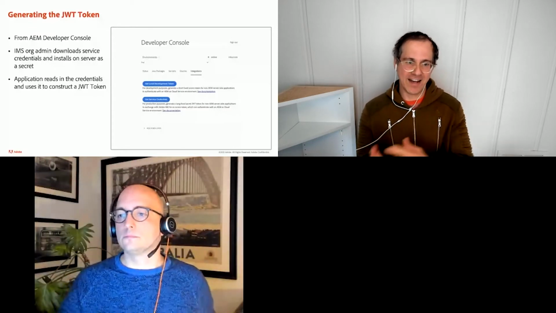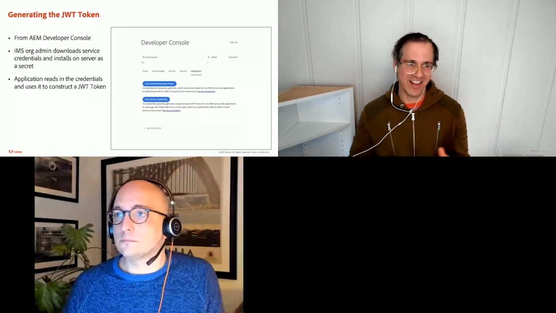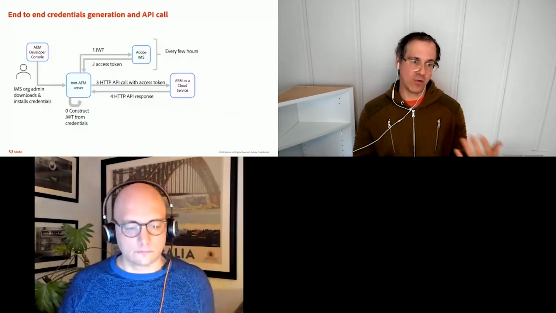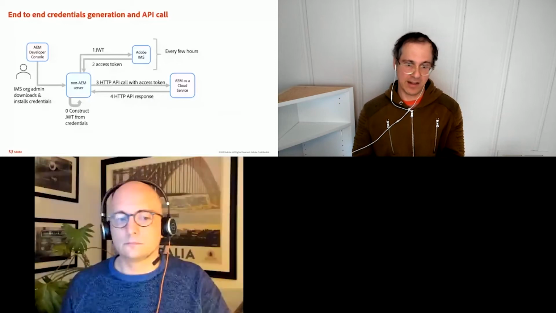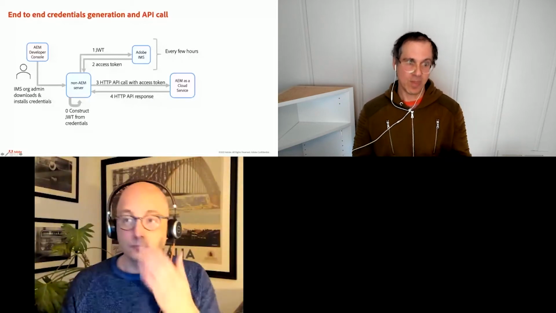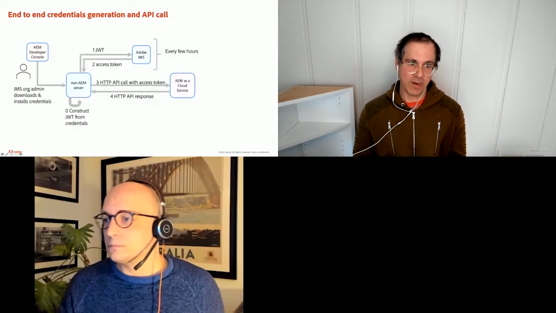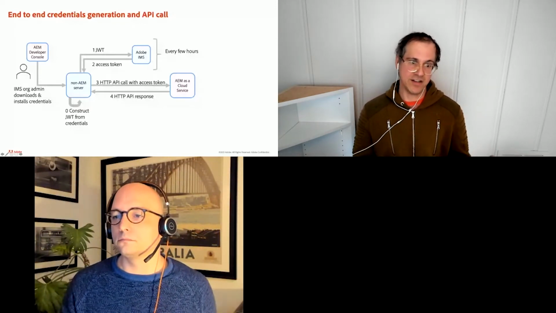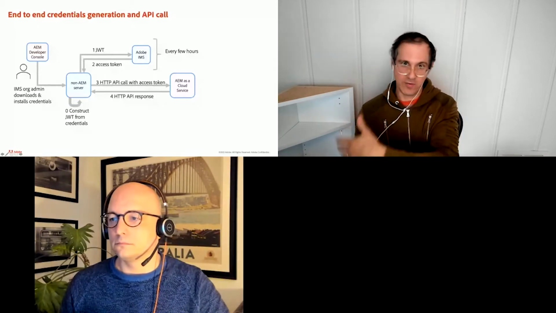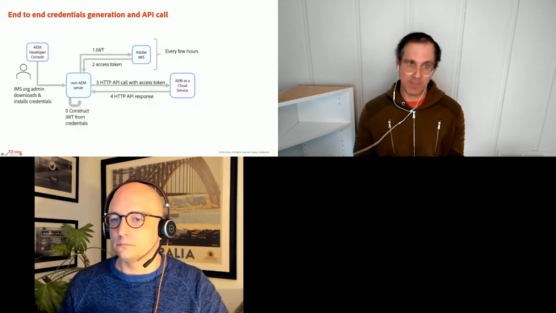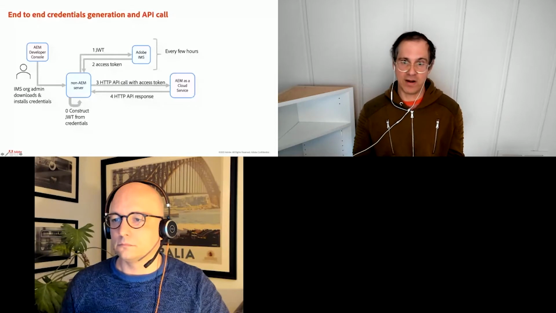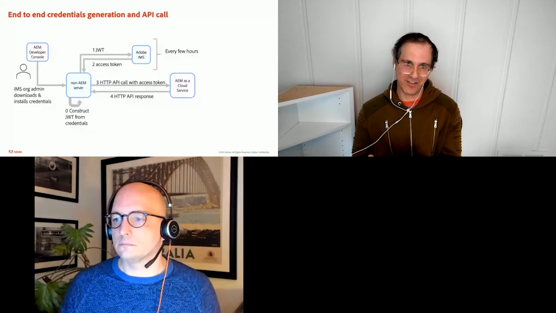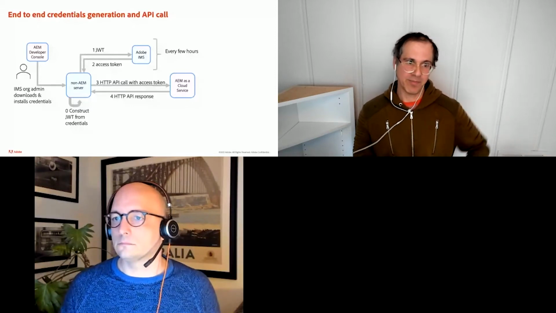So looking at that flow again and taking it back a couple of steps, you have this AAM developer console where the IMS org admin can download that. I click the button, download the credentials, install them, treating them as a secret, and then the server will be able to use that to construct the JWT, again passing it over to IMS, getting the access token back, and being able to use that short-lived access token to send over HTTP API calls to AAM as a cloud service, and you get the response. Pretty simple.